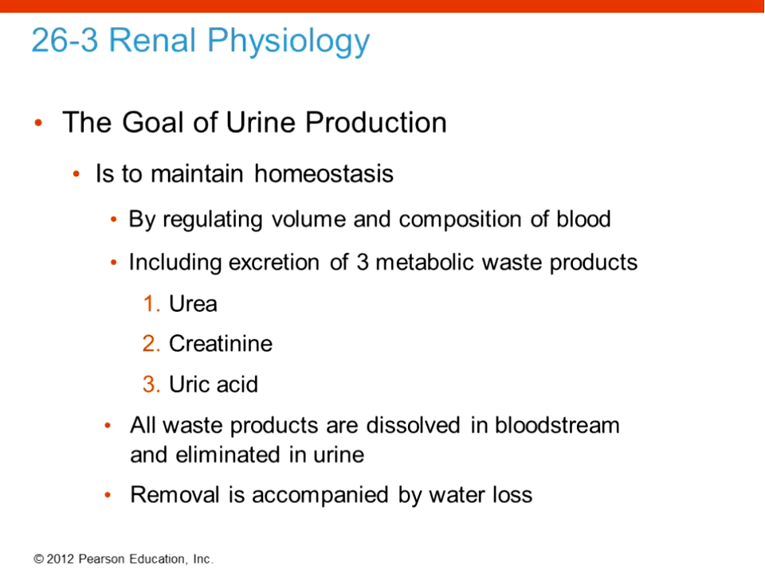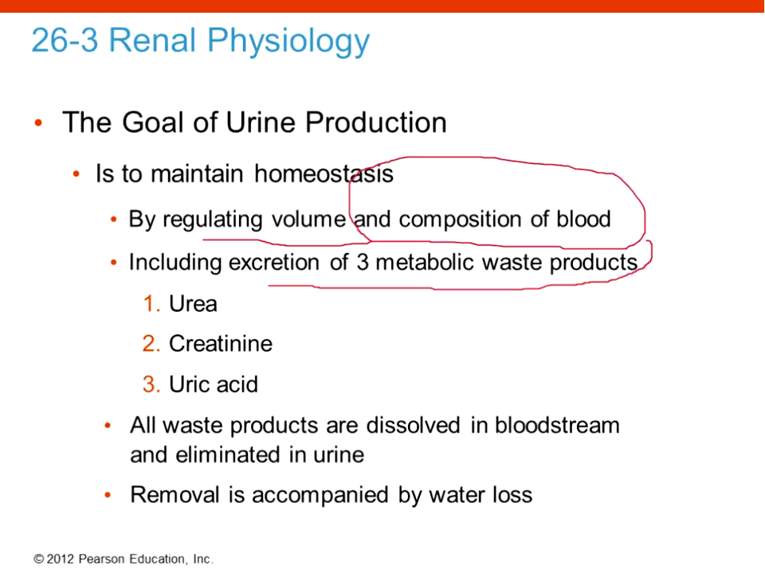All right, so the next thing I want to do is look at renal physiology, a nice understanding of the structures and basically how urine is produced. And if you think about it, the overall goal of urine production is to contribute to and maintain homeostasis in the blood. Okay? There are several things involved in that process. Number one is regulating the volume and the composition of the blood. And in doing that, it's going to excrete three metabolic waste products: urea, creatinine, and uric acid. These are ultimately eliminated in the urine, and of course, part of that is water loss.